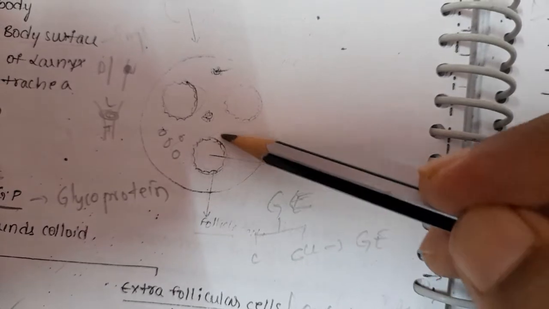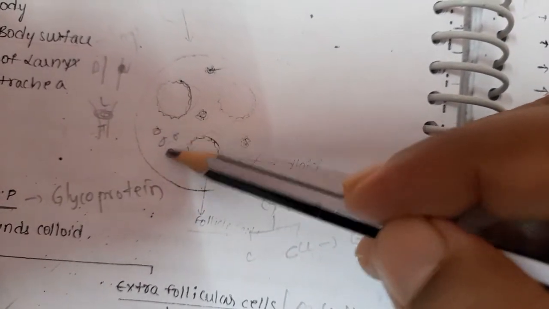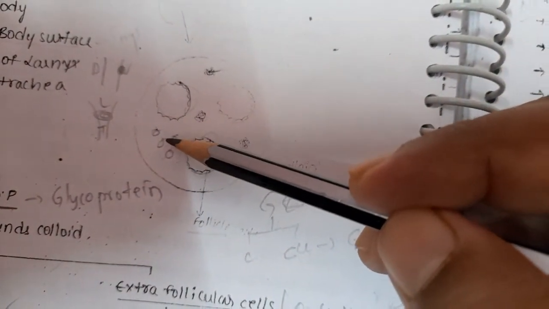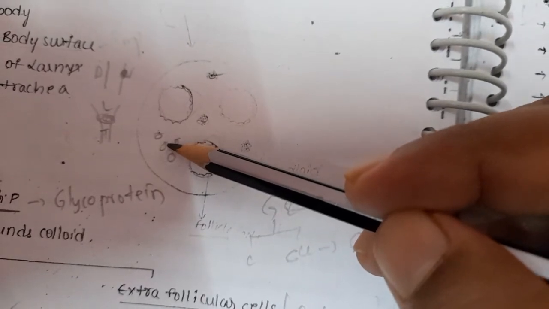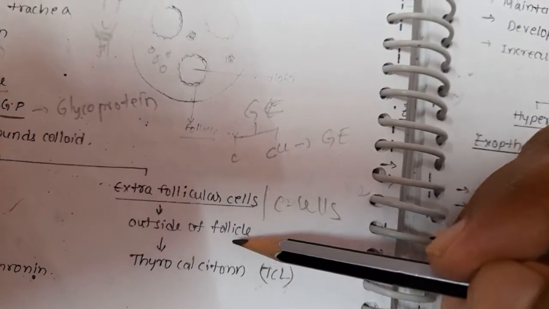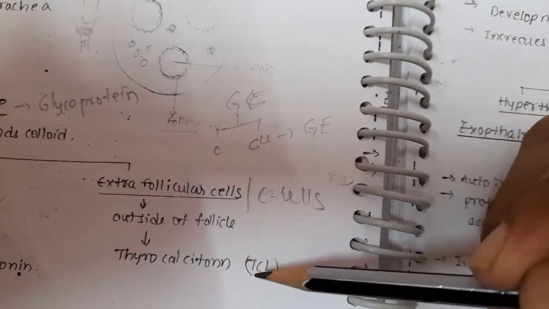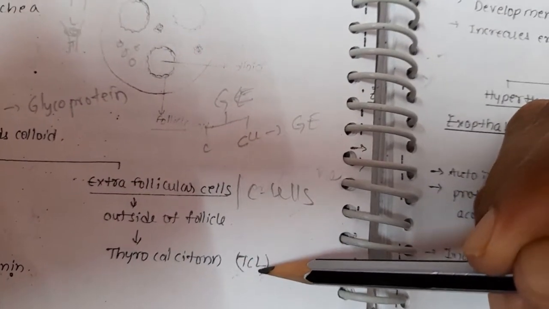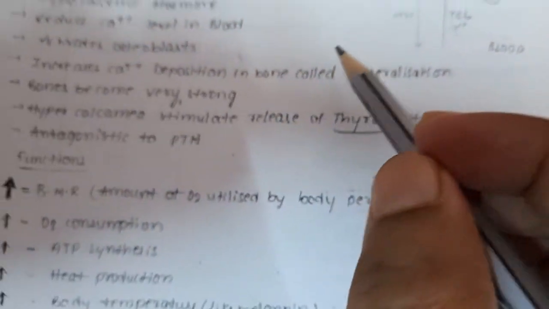the follicles. It is like the seminiferous tubules, where the sperms are formed. Outside the seminiferous tubules there is the interstitial space, where the Leydig cells are present. Like that, here also extra follicular cells outside the follicle produce thyrocalcitonin, TCT, the thyrocalcitonin hormone.